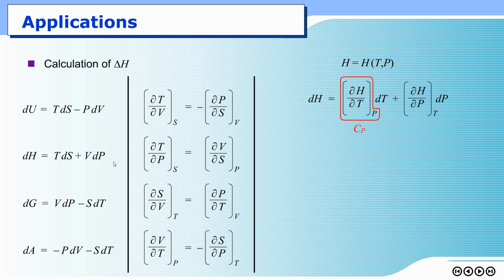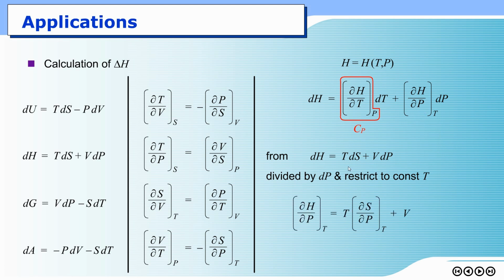If you look at the fundamental relationship here, this particular equation contains enthalpy and pressure, so we will start with that. From this, if you divide the whole equation by dP and restrict the system to constant temperature, we can obtain this term on the left hand side. On the right hand side, you repeat the process, you end up with the partial differentiation of entropy with respect to pressure at constant temperature. The second term here, when you divide by dP, dP by dP becomes 1. So you end up with volume by itself.